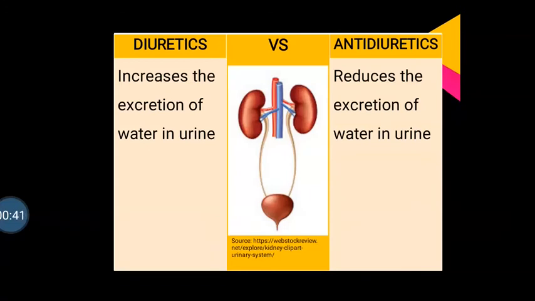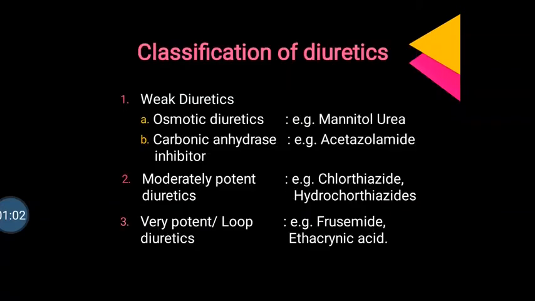Let us first clear the concept and difference between diuretics and antidiuretics. Diuretics are the drugs that increase the excretion of water in urine, whereas antidiuretics are the drugs that reduce the excretion of water in urine. Now we will move on to the classification of diuretics.